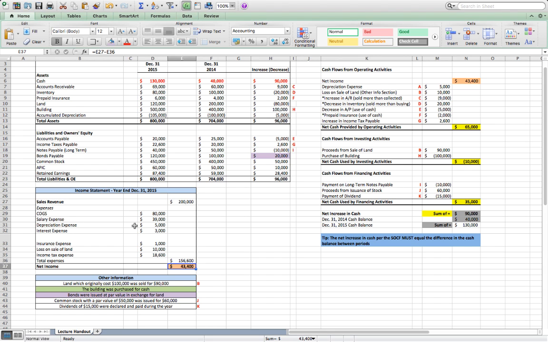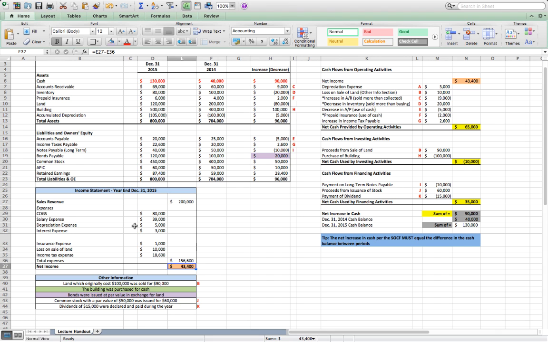So one bit of advice for your homework, quiz, and exam is making sure you understand the type of activities, the type of transactions, that fall within each activity, and then also knowing whether those activities fall within these three categories when I am presenting it in the statement of cash flows.